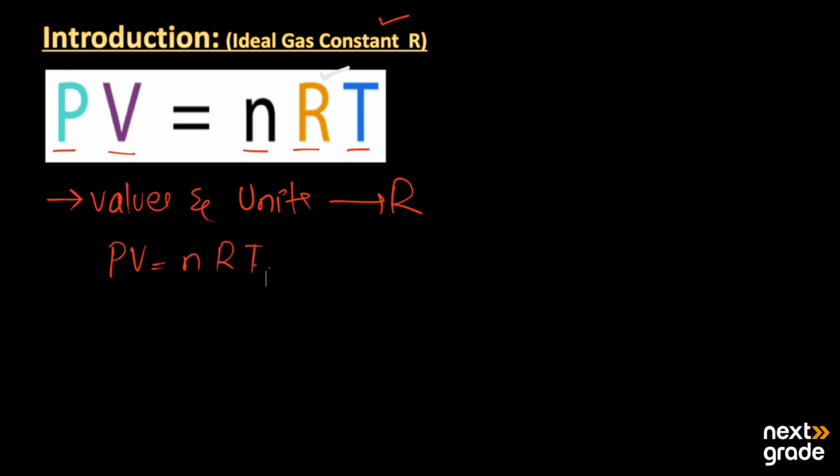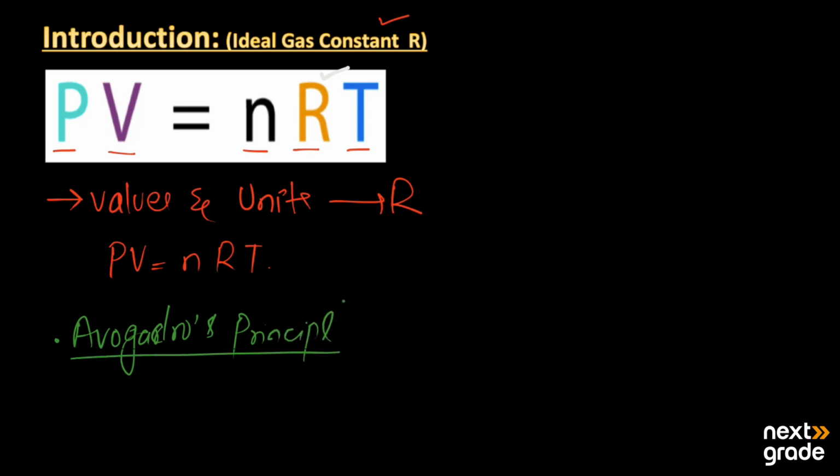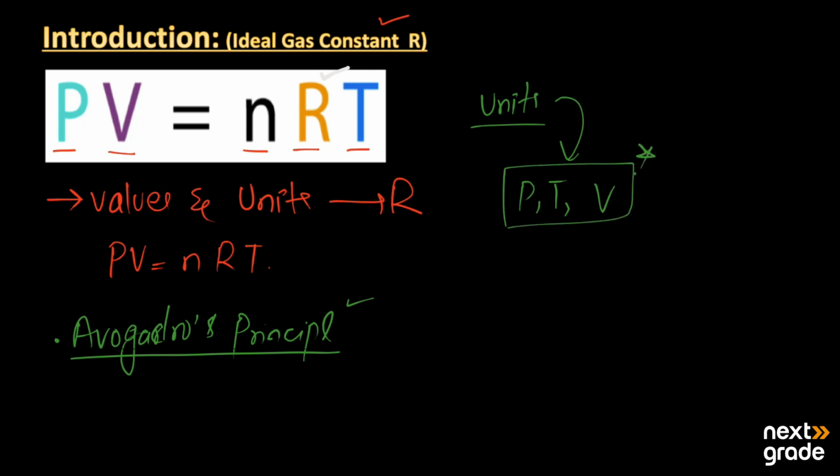Now how can we calculate its value? Basically, here we will use Avogadro's principle. Avogadro's principle helps us calculate the value of R, and its value depends upon the units that we use for pressure, temperature and volume. So let's derive the value of R.